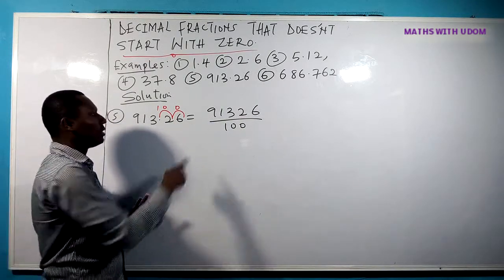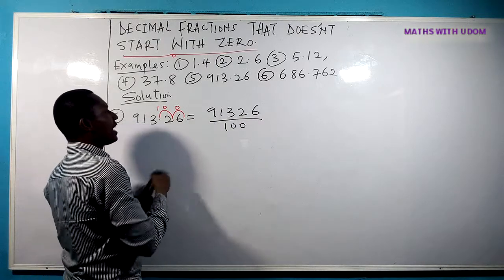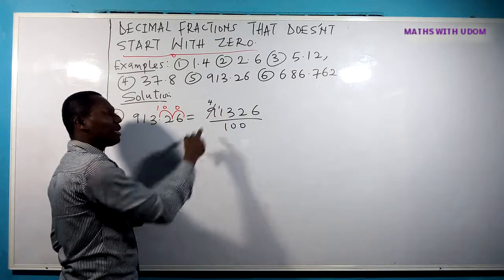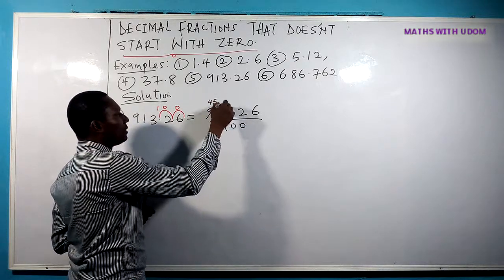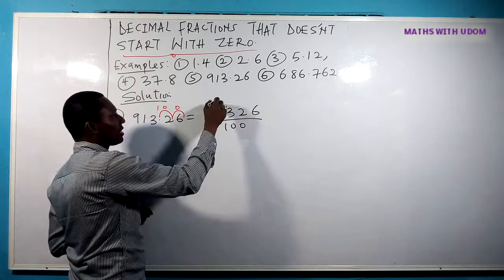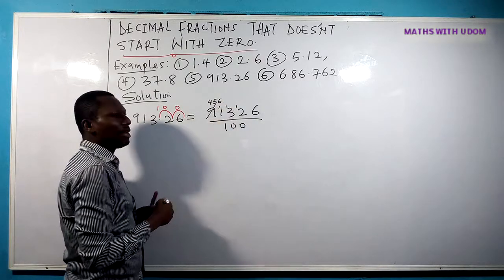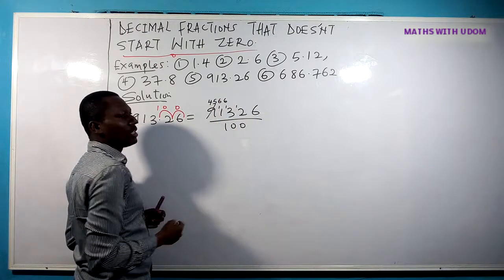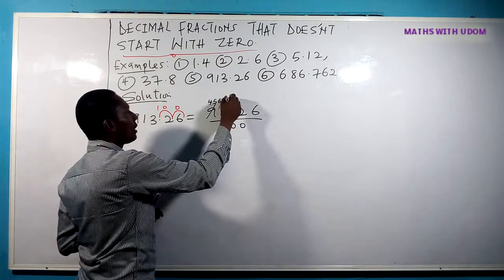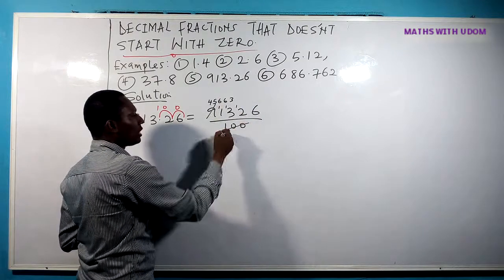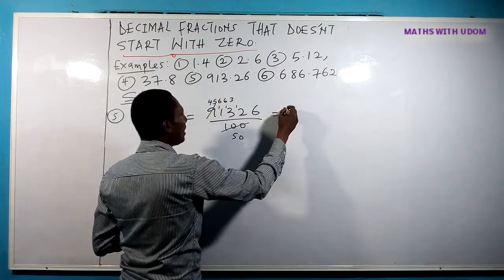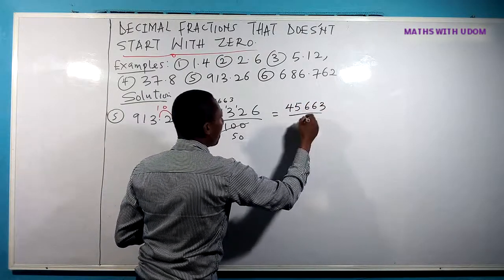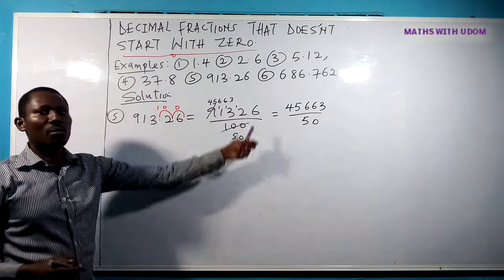What number is common? How many 2 can go in 9? We have what? We have 4. Remainder what? Remainder 1. How many 2 in 11? 5. Remainder 1. How many 2 in 13? 6. Remainder 1. How many 2 in 12? We have 6. And how many 2 in 6? We have 3. How many 2 can go in 100? We have 50. So the answer here is 45663 divided by what? 50. So there's no common factor again.